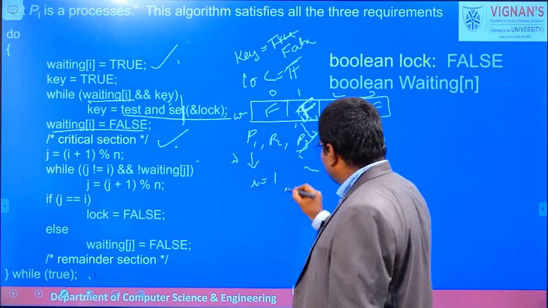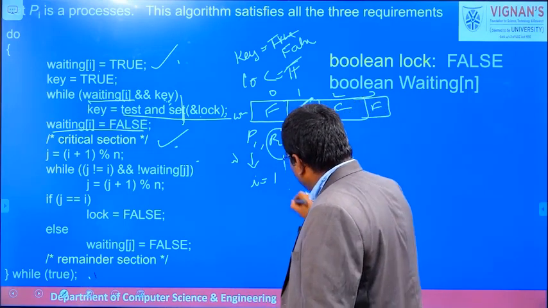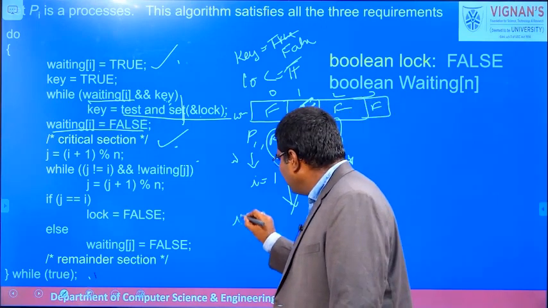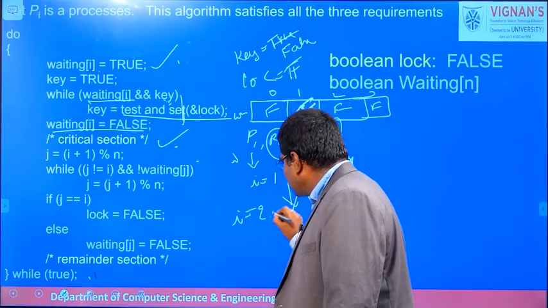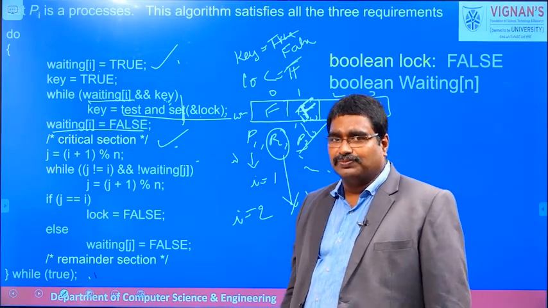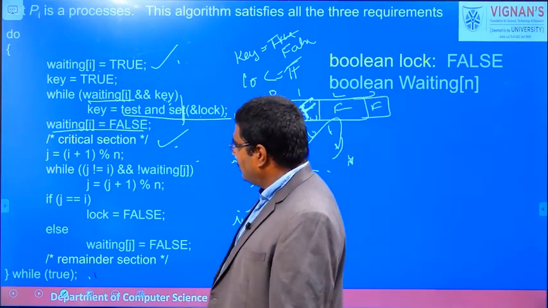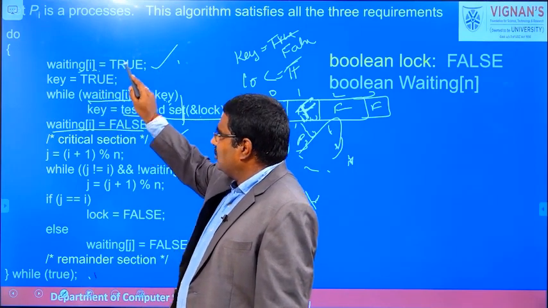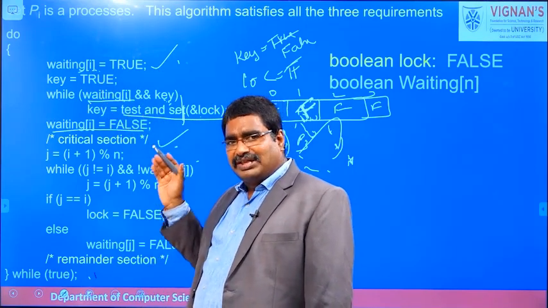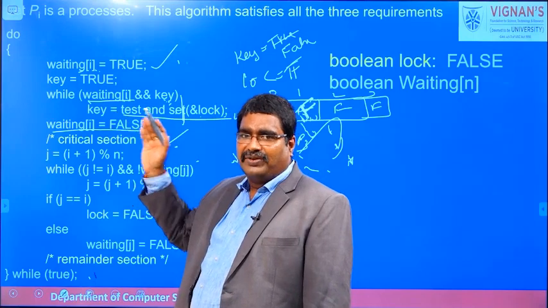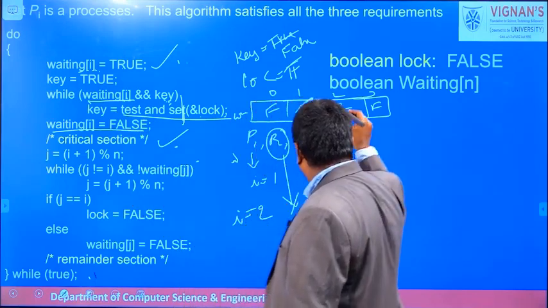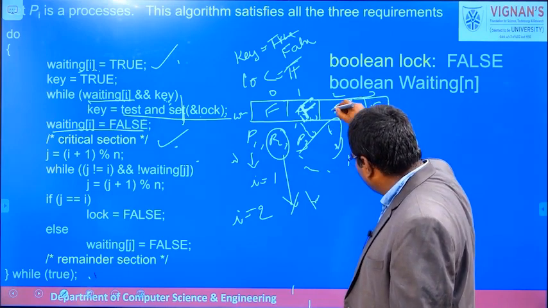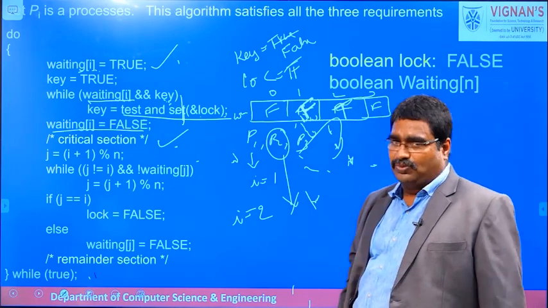Now we assume that the P2 process wishes to enter into the critical section. Now what is the value of i? If we consider the P2 process, then i is equal to 2. If the P2 process wishes to enter into the critical section, again in this code, waiting of i, that is waiting of 2, initially false, we assign the true value. Now we change it to true. Waiting of 2 is true.